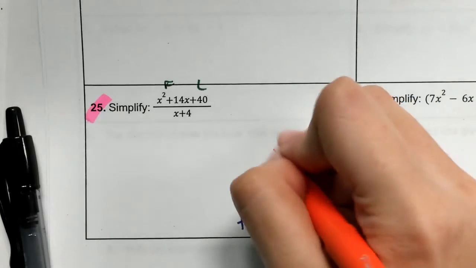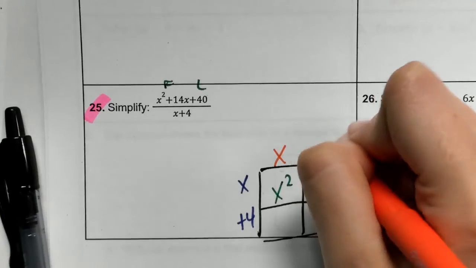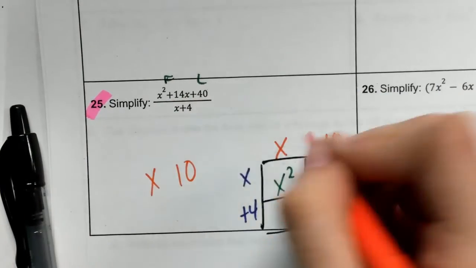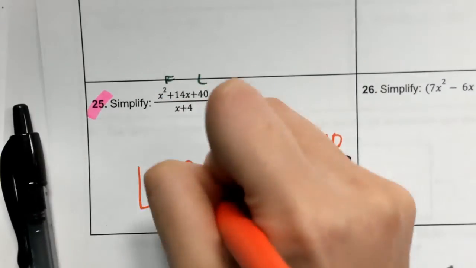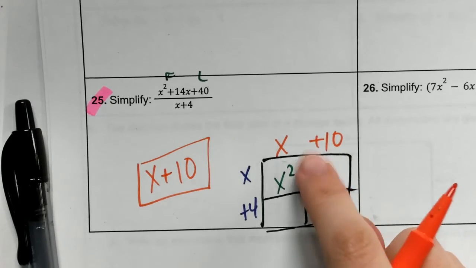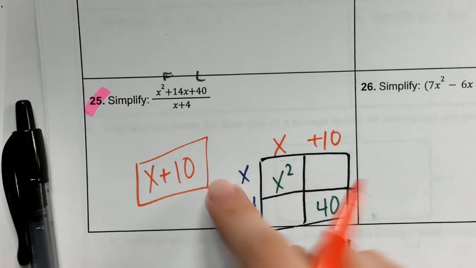X times x is x squared. 4 times what is 40? Well, 4 times 10. But my answer isn't x10. It's a positive 10, because my answer is x plus 10. So make sure, if you have a positive 10, to write the plus on top, because your answer is going to be x plus 10.